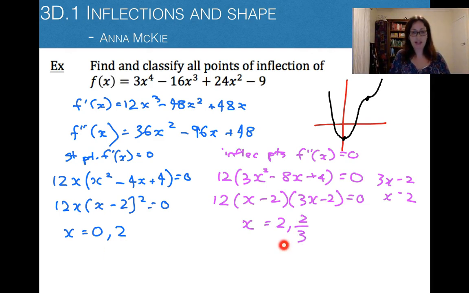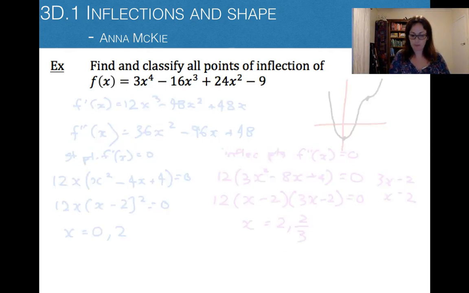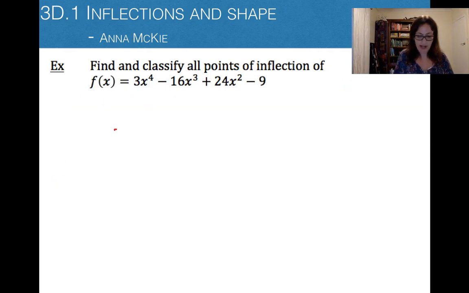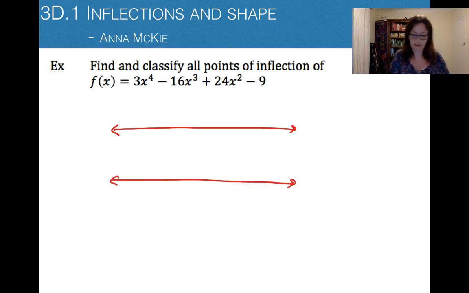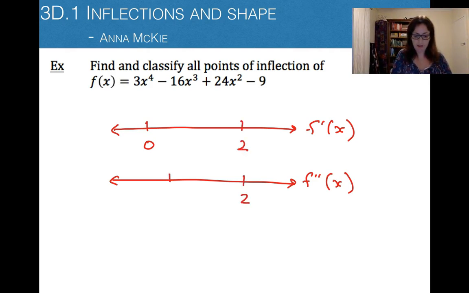Now they're going to come in handy when we draw our sign diagrams. A really handy technique is to draw the sign diagrams one on top of each other, or above and below. So the first derivative and then the second derivative. You put on those critical values. So for the first derivative we had 0 and 2, and for the second derivative we also had 2, but also 2/3. Now if you've already got the graph of that, I'm just going to quickly draw it off to the side here again, so we can help fill in the signs.